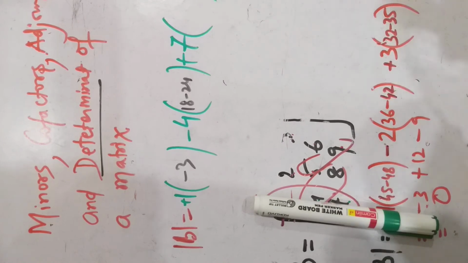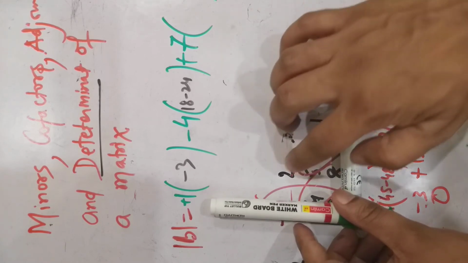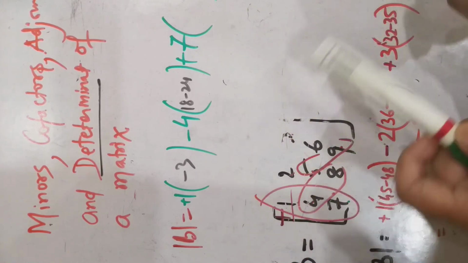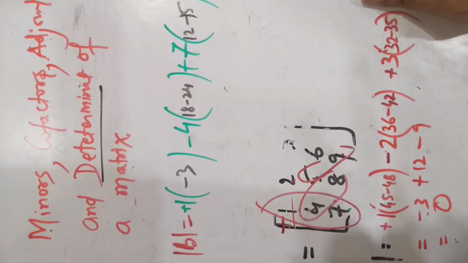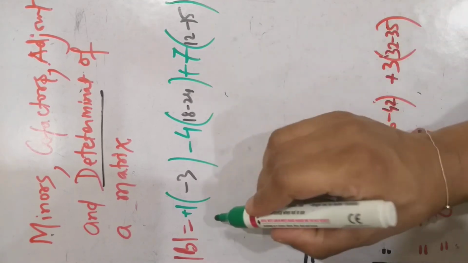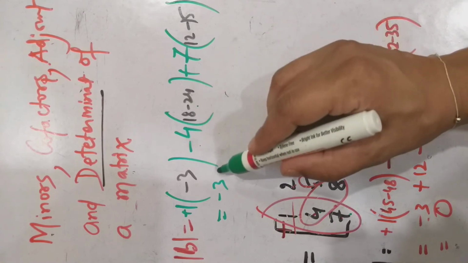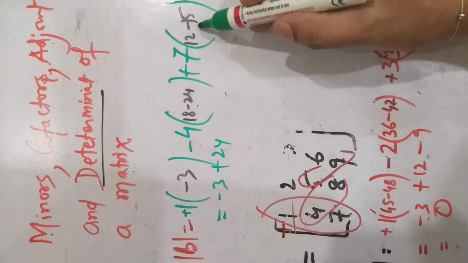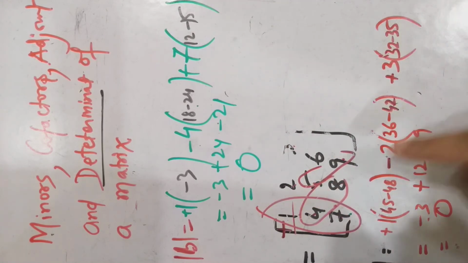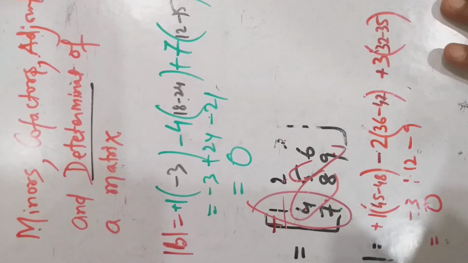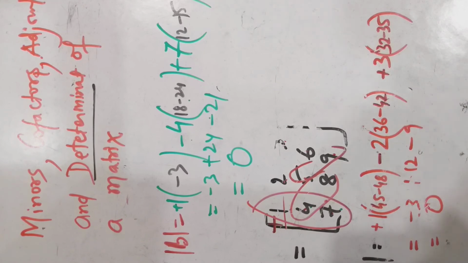Fine. The third one is 7. The column is blocked, the row is blocked. 6 into 2, 12, minus 15. So 12 minus 15, which is minus 3. If I write these numbers properly, this is minus 3, this is minus 4 times minus 6, which is plus 24, and this is 7 into minus 3, minus 21. I get 0. So every time you can use any row or any column to expand a determinant and find the determinant of the given matrix.